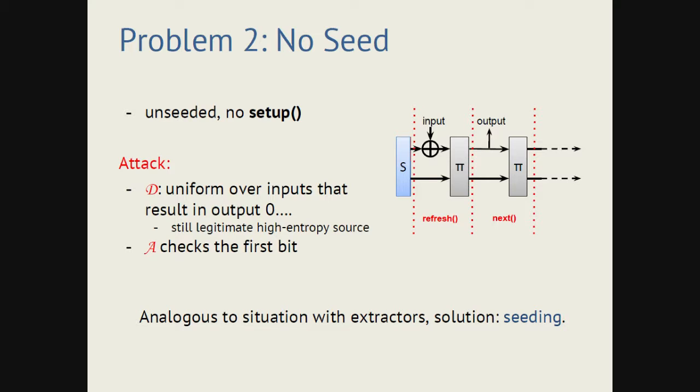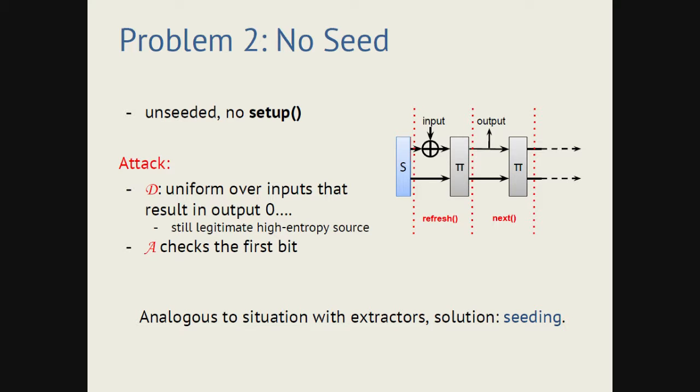That gives you an output that starts with a zero bit. This will still be a high entropy distribution, and it can be a legitimate high entropy source that has to have access to the permutation pi, and it makes it trivial for the attacker to distinguish, because it just looks at the first bit. And this is an analogy of the very well known situation with extractors, and the widely accepted solution there is seeding. And this is the solution that is also taken in the PRNG world.